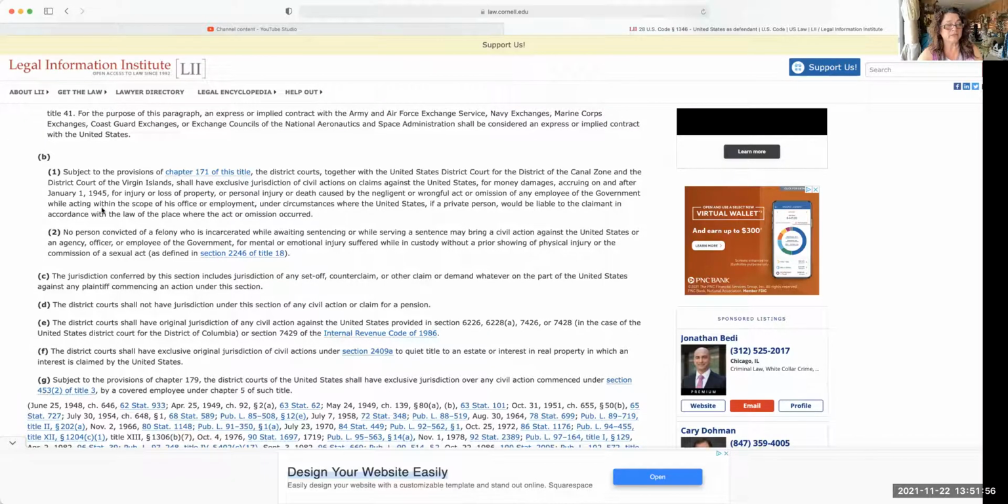Okay, wait, what does that mean? So, okay, right up here, negligent or wrongful act or omission of any employee of the government while acting within the scope of his office or employment under circumstances where the United States, if a private person, would be liable to the claimant in accordance with the law of the place where the act or omission occurred. I hate the way they write the sentence. They put so many caveats and conditions, it's just ridiculous.